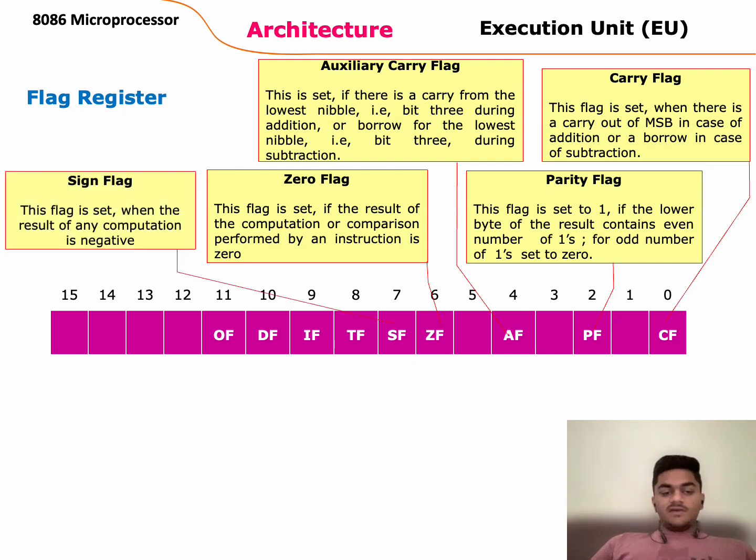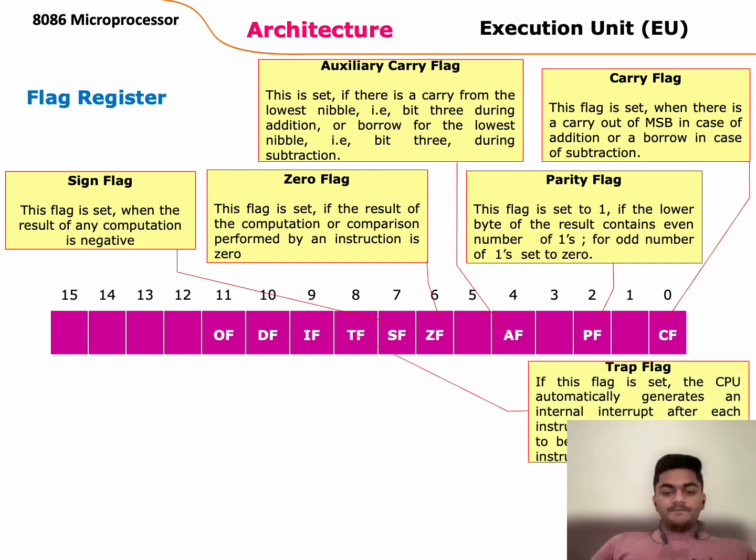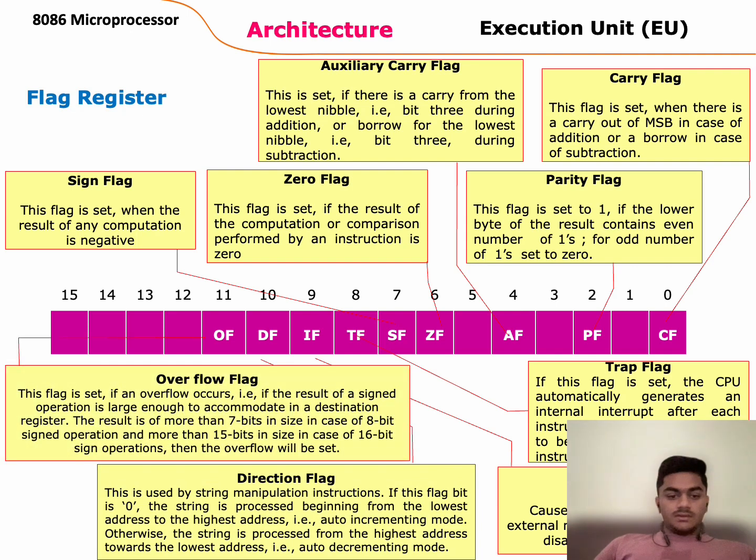Then the sign flag. Whenever in the bit representation the first bit is 1, then we have a negative value, and that is the sign flag. Trap flag. The trap flag automatically generates an internal interrupt after each instruction. Then we have the direction flag. The direction flag is used for auto increment and decrement mode, like all ones become zero and all zeros become one.